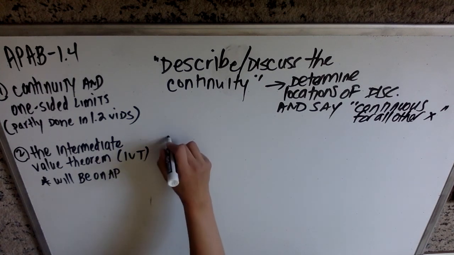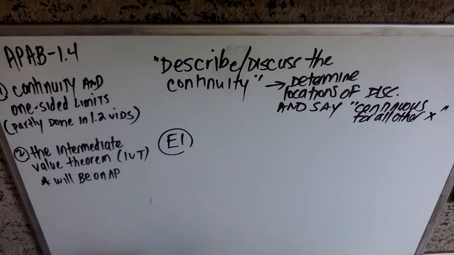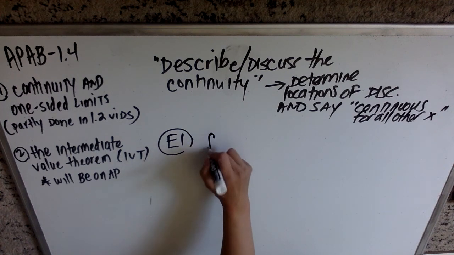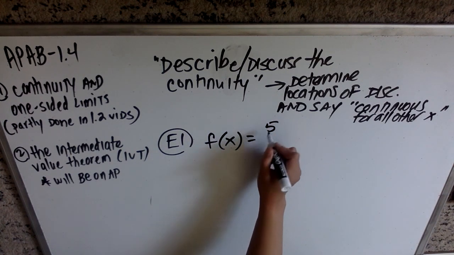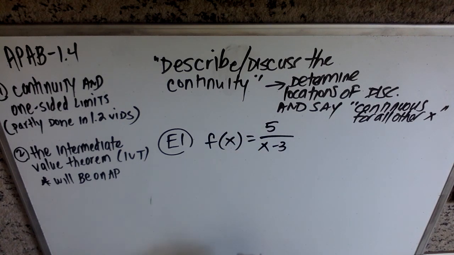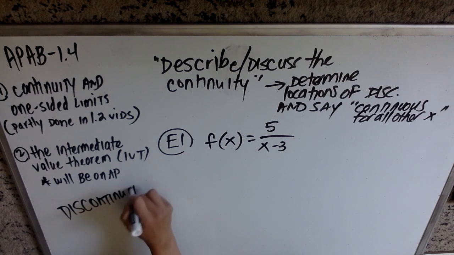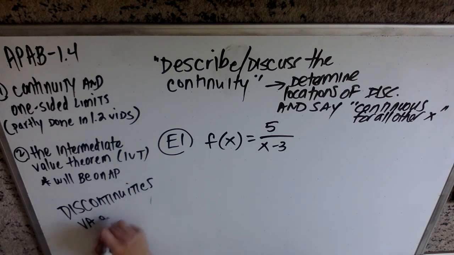So for example, let's call this example 1. We're going to describe or discuss the continuity. The function I'm going to give you is f of x equals 5 over x minus 3. Fundamentally, almost all of our discontinuities happen when we try to divide by 0. So the short answer is that discontinuities that are vertical asymptotes or holes are pretty much just, hey, the denominator is equal to 0. That's the problem. When the denominator is equal to 0, we might have a vertical asymptote or a hole, and we're going to revisit a couple options like that.